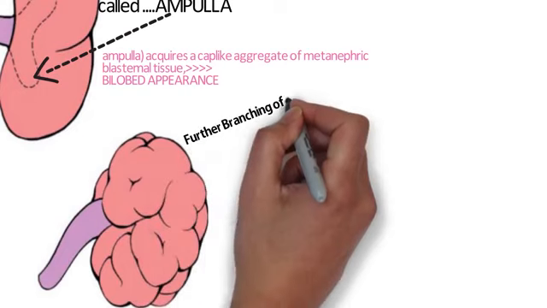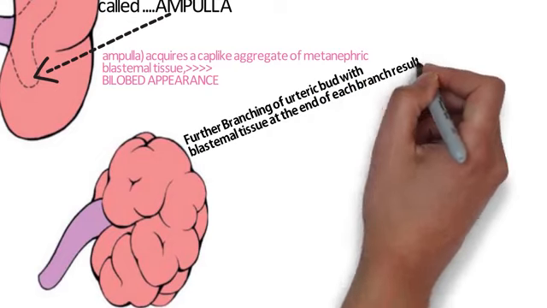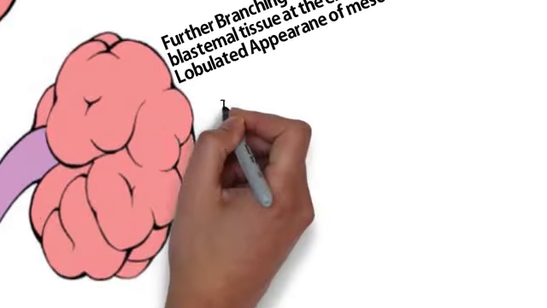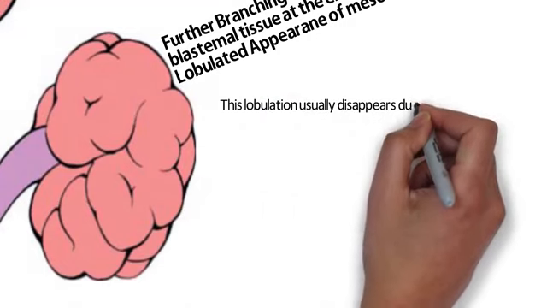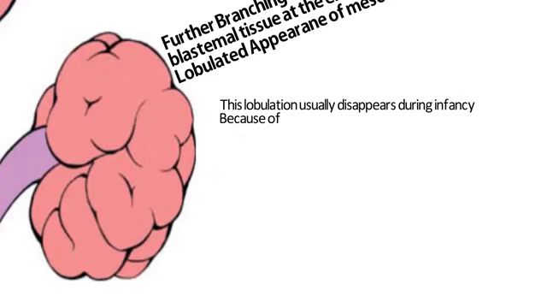Each branch of the ureteric bud divides further and further. This further branching of the ureteric bud with metanephric mesenchyma at its dilated tip results in a lobulated appearance of the metanephros. This lobulation of the metanephros or the permanent kidneys disappears in infancy, not during the fetal period. Please note, when the baby comes out into this world, his or her kidneys are lobulated.